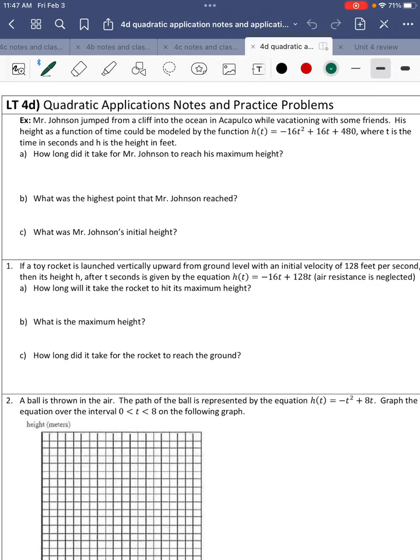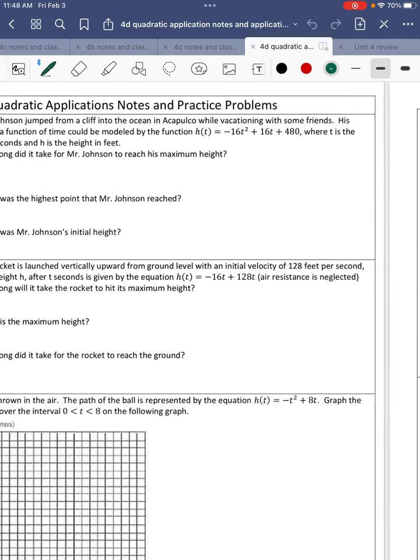So in the first example, Mr. Johnson jumped off a cliff into the ocean in Acapulco while vacationing with some friends. His height as a function of time could be modeled by the function h of t equals negative 16t squared plus 16t plus 480, where t is the time in seconds and h is the height in feet. How long did it take Mr. Johnson to reach the maximum height?